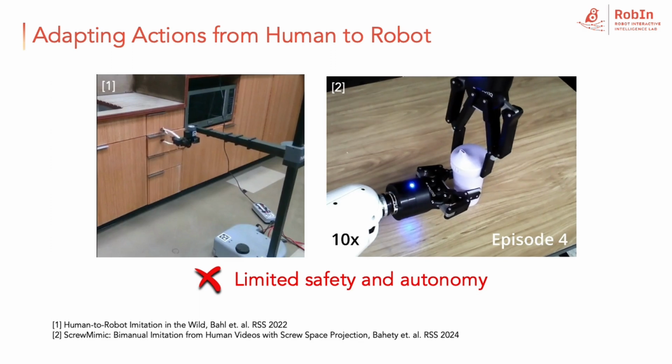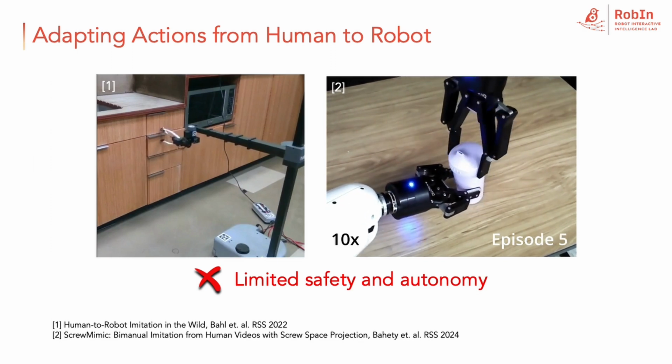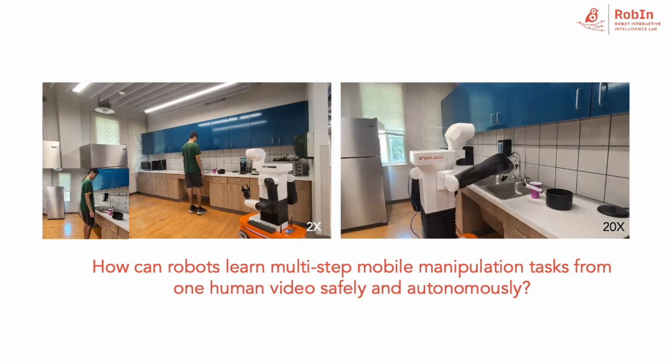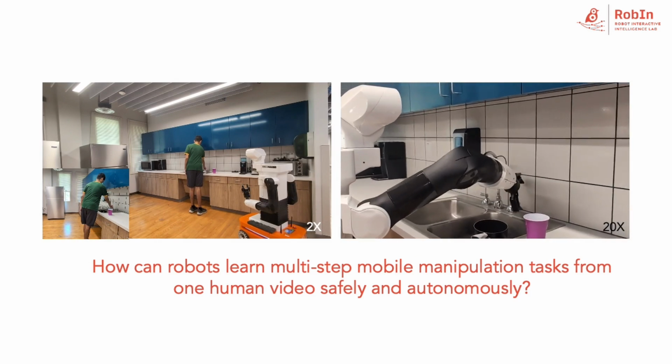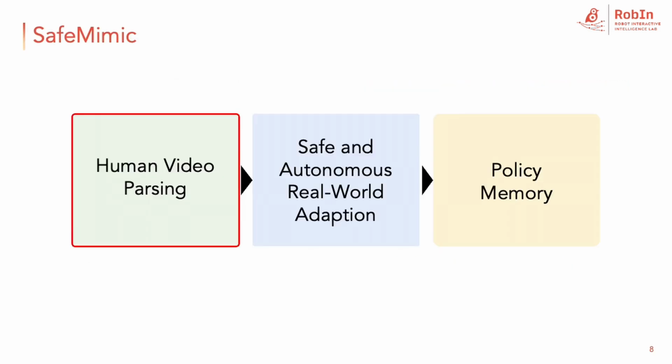For scalable action refinement in the real world, the robot needs to do it safely and autonomously. So how do we get robots to learn from a single human demo of multi-step mobile manipulation safely and autonomously? We introduce SafeMimic, which consists of 3 modules.